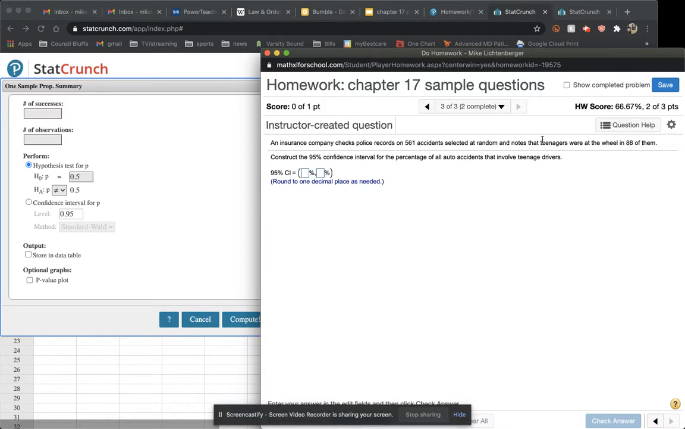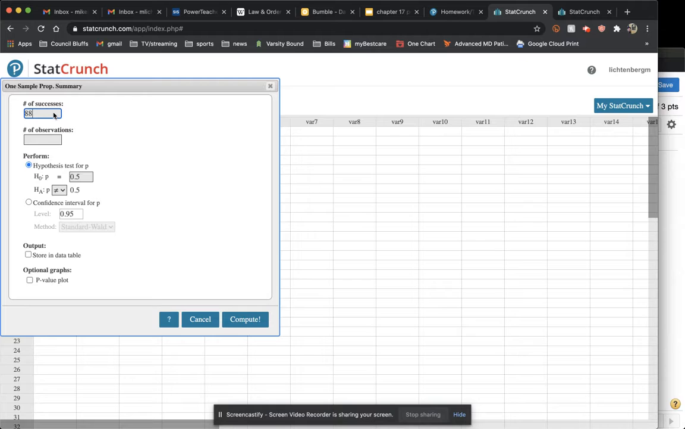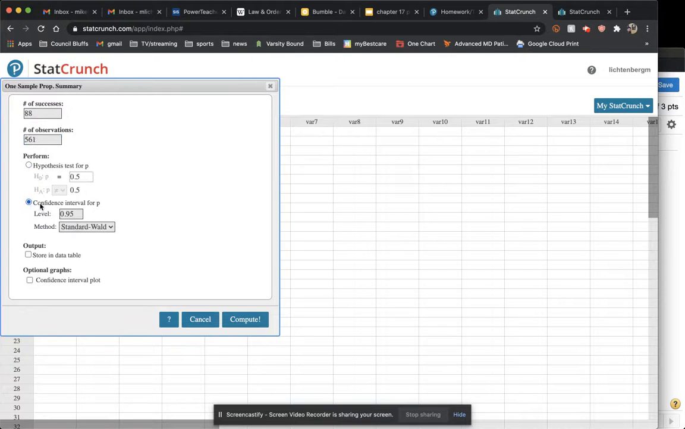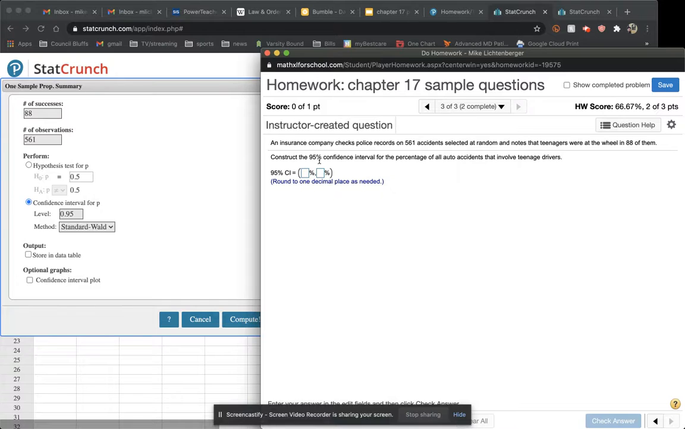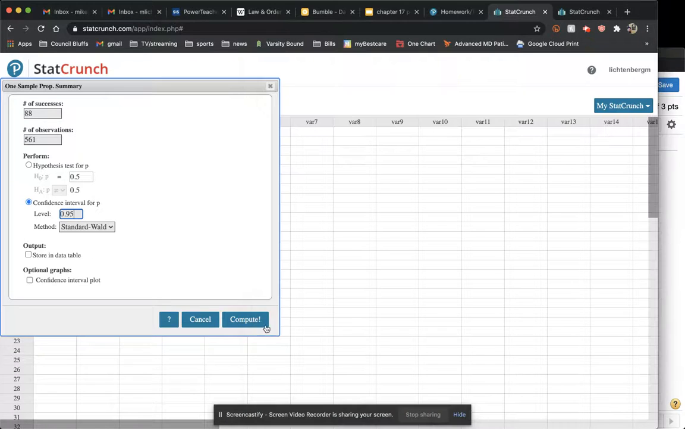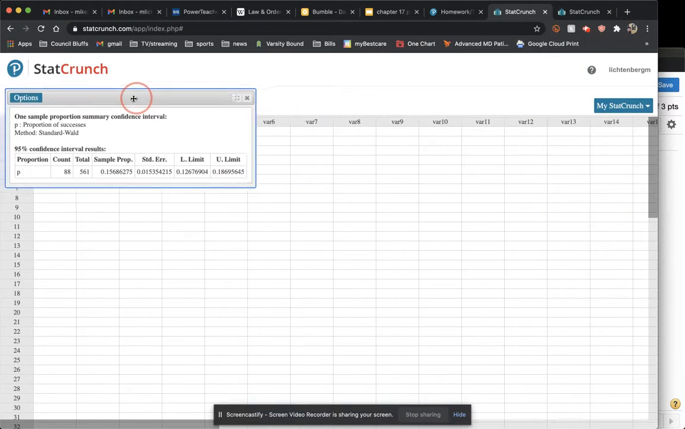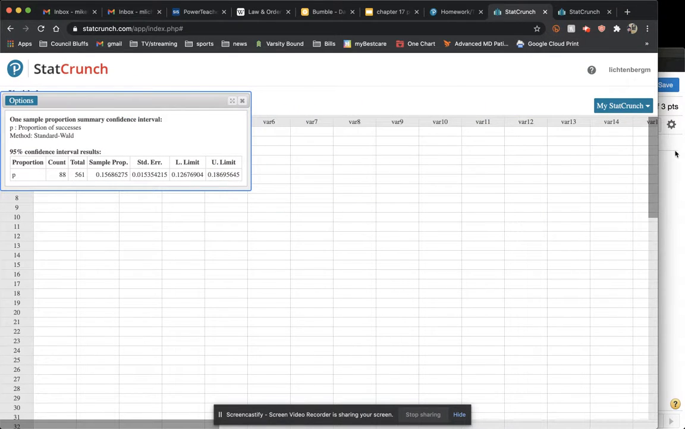And let's see. It was 88 out of 561. So 88 out of 561. And again, we go to select confidence interval, and we don't need to change it because it's a 95% confidence interval. So we'll compute it. And there's our solution.